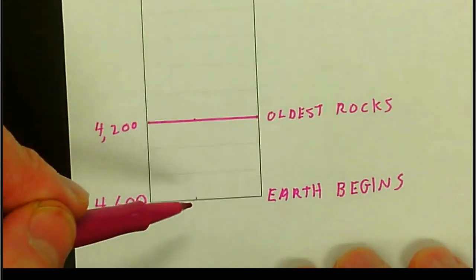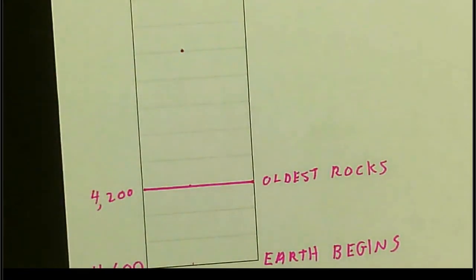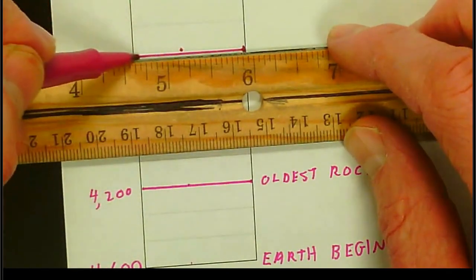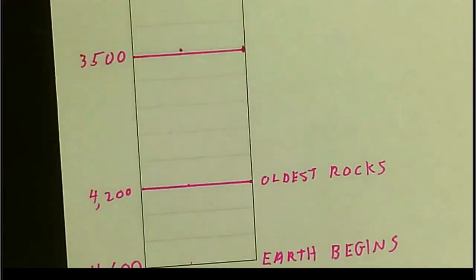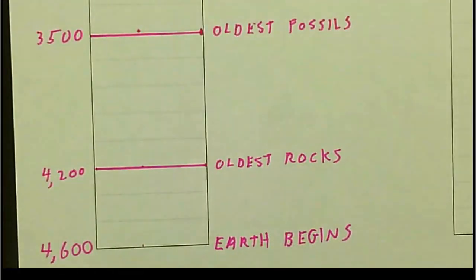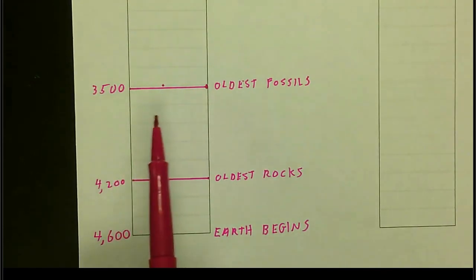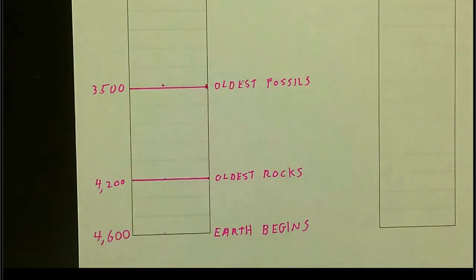So if we can go up 8 lines, so there's 3, 4, 5, 6, 7, 8. Let's put another line here to represent our oldest fossils. This is about 3,500 million years ago. This is where our oldest fossils are. There's some evidence that there was probably life a little bit before that. And these oldest fossils, we're not talking about clam shells or dinosaur bones. We're talking about fossilized bacteria that we find in some ancient rocks.